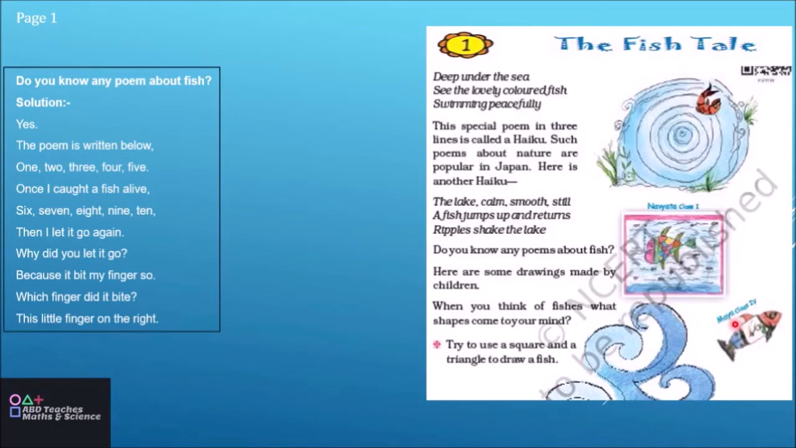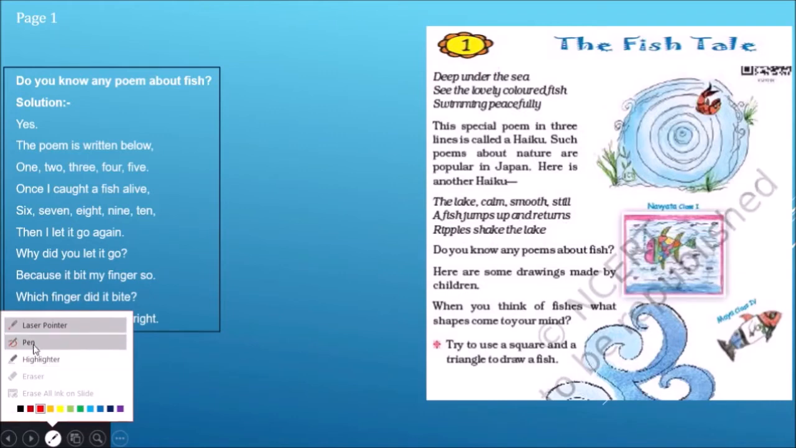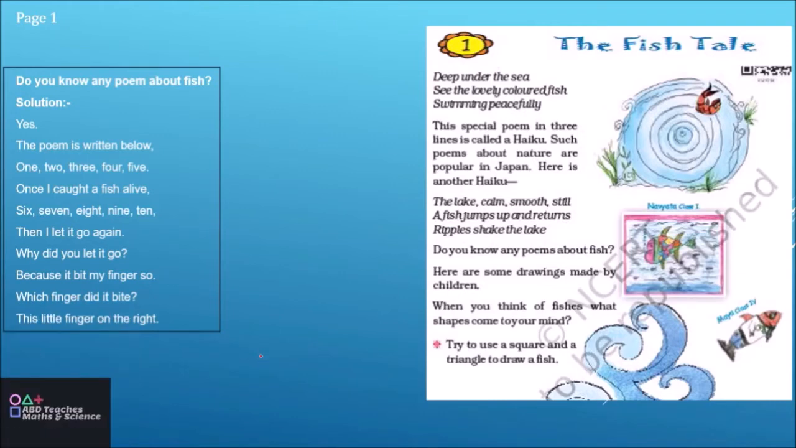When you think of fishes, what shapes come to your mind? Well, there are a lot of shapes that come to your mind, and one of the shapes could be like this. Let me draw it for you. Like this, and then like this, right? This could be the mouth of the fish, right? And we can draw some kind of designs here, right? Yes.